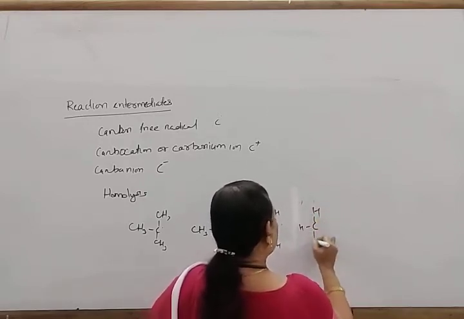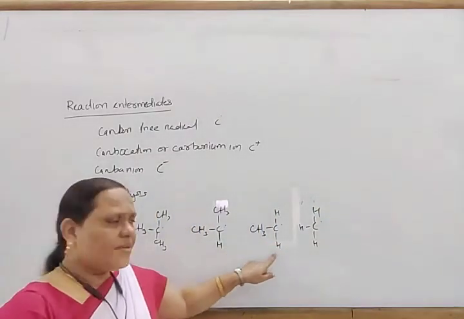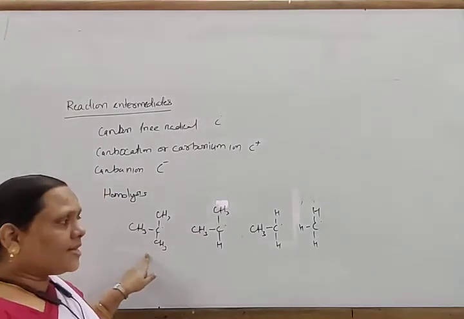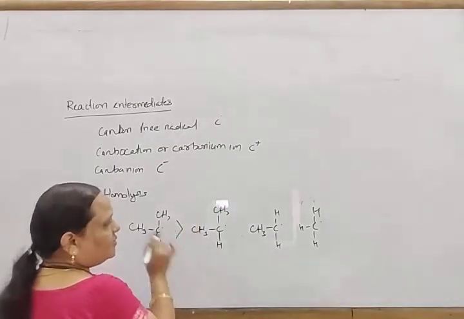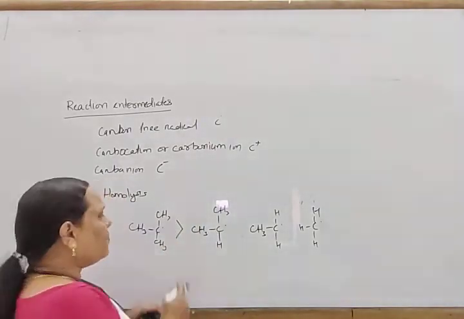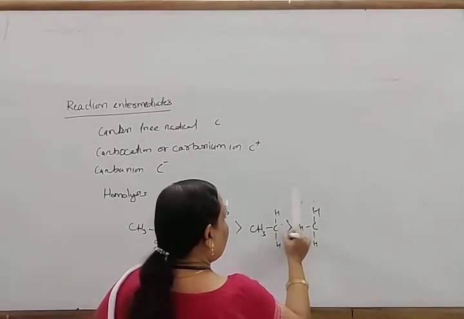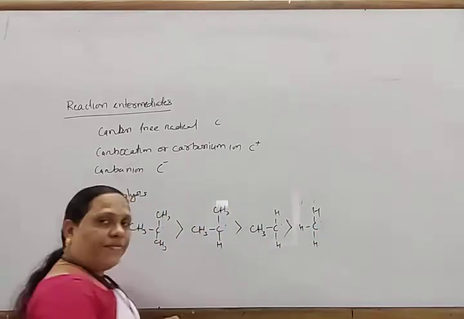This is a primary free radical. This is a secondary free radical. This is a tertiary free radical. Among them, the tertiary free radical is more stable, that means it is formed easily. Then the secondary free radical, then among the primary ones, the ethyl free radical, then the methyl free radical.